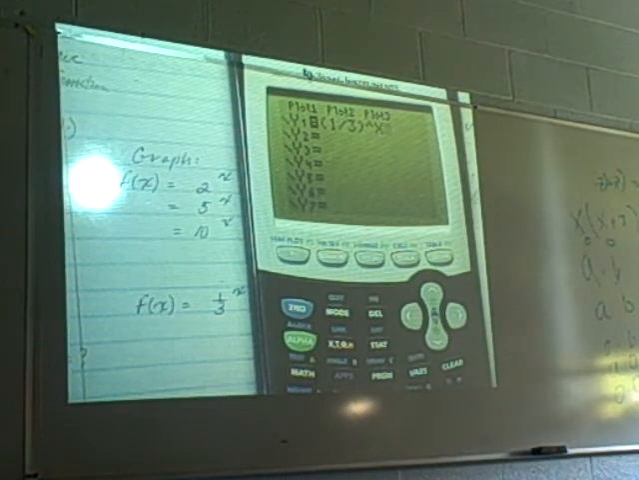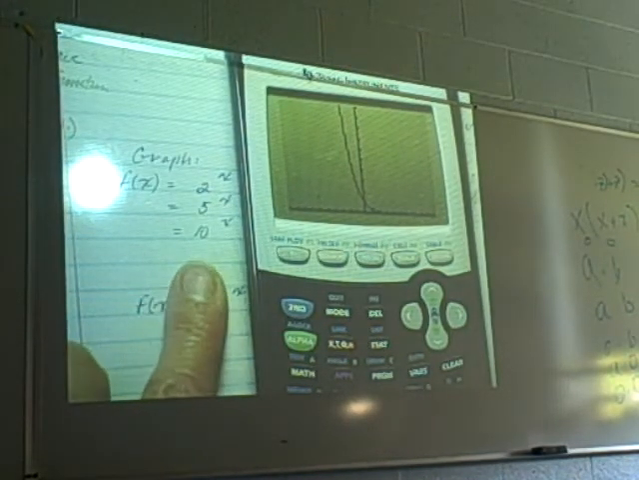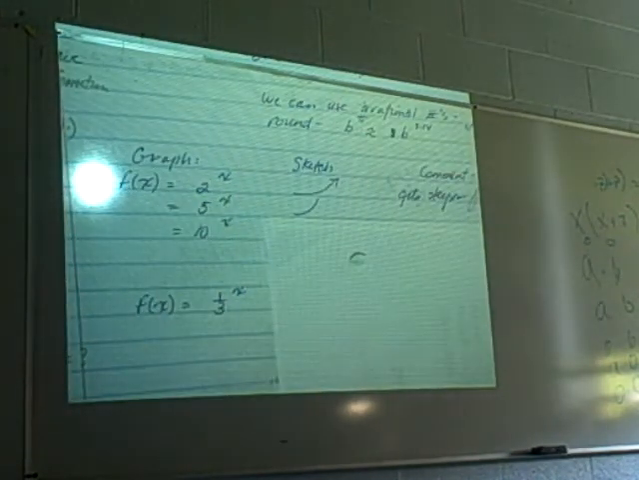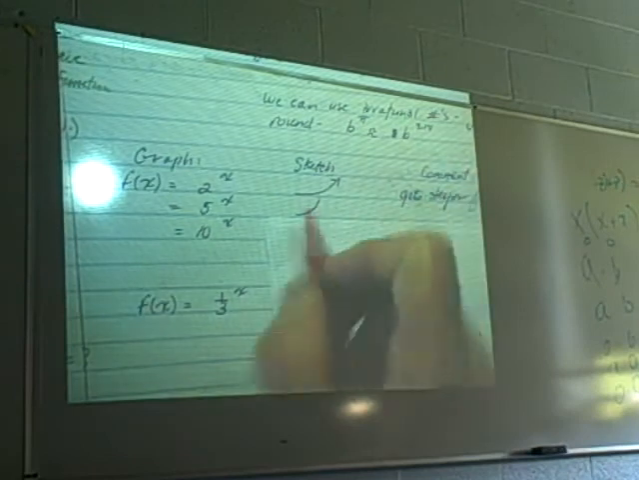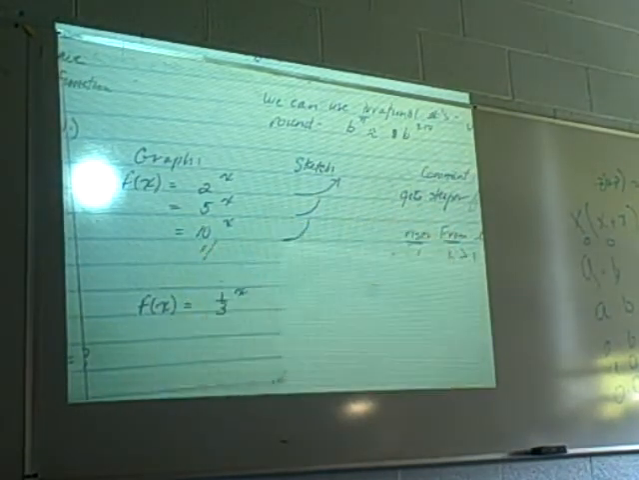If I graph that, it goes the other way. Remember, when b is less than 1, it's going to go the other way. So why don't you add that to your sketches? We had 2 raised to the x, 5 to the x, 10 to the x.